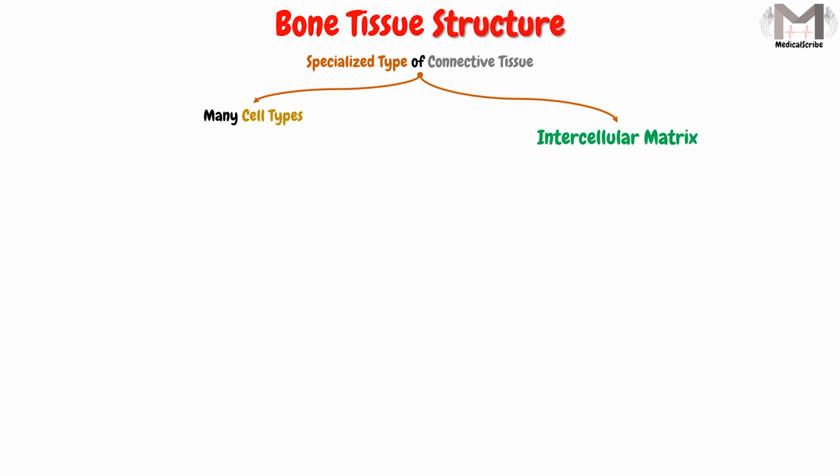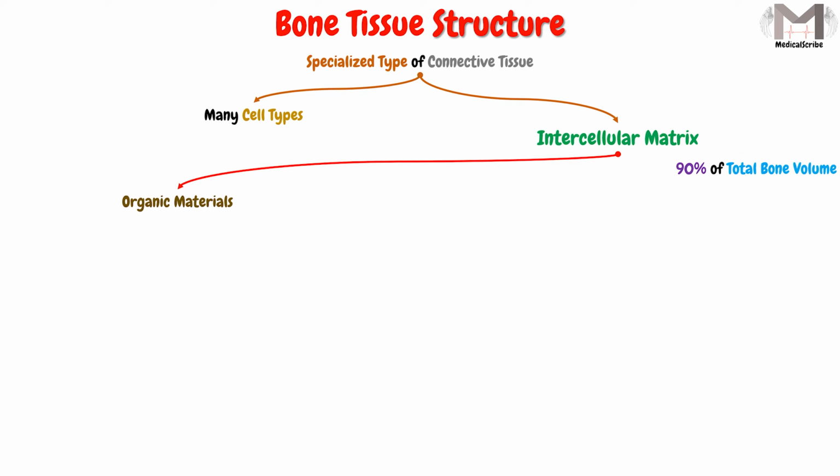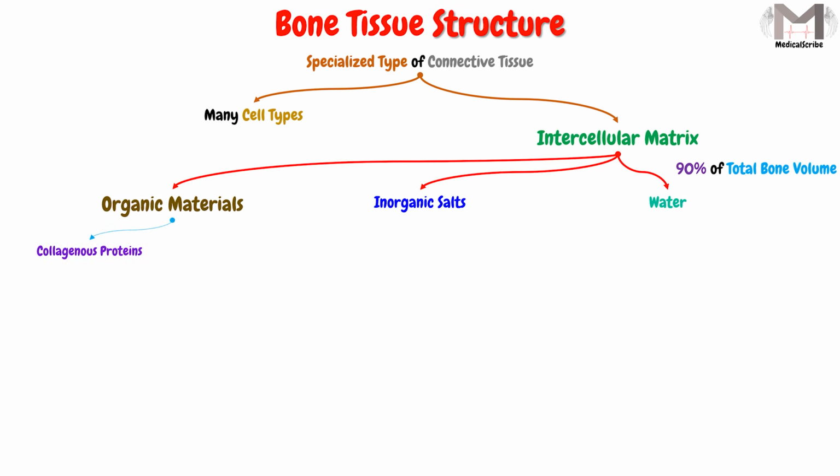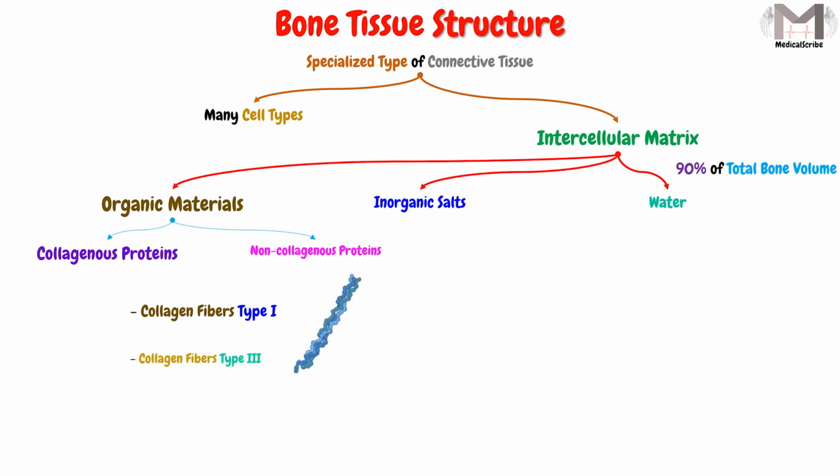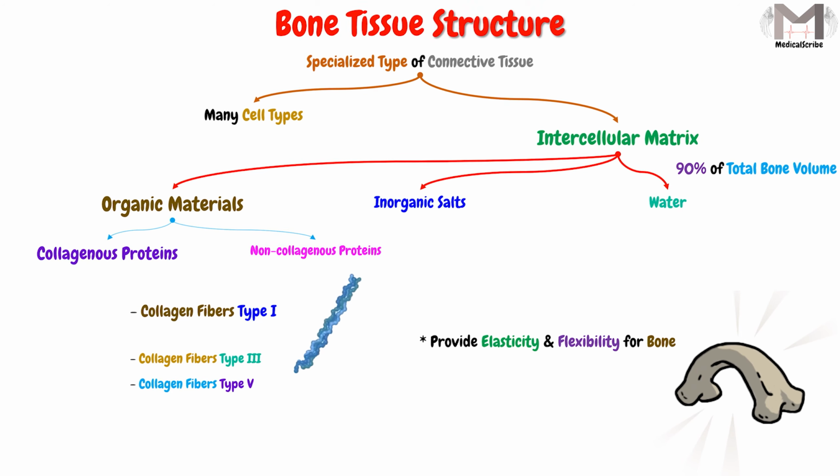While regarding the matrix, which forms about 90% of the bone total volume, it will consist of organic materials, inorganic salts, and water. Regarding the organic materials, they will be of two types: collagenous proteins and non-collagenous proteins. The collagenous proteins, from their name, will be composed of collagen fibers type 1 mainly. Those collagenous proteins will provide the elasticity and the flexibility for the bone.